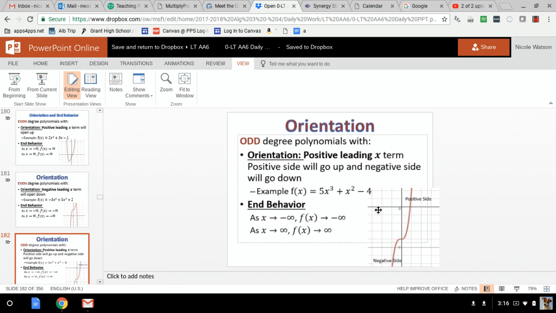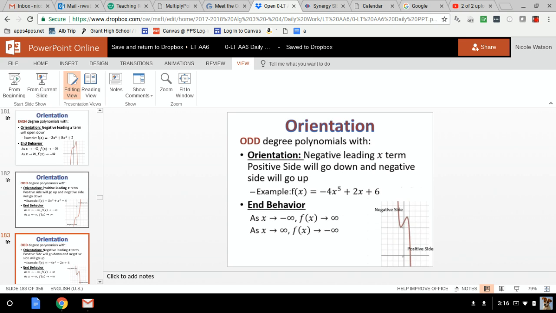So as x approaches negative infinity, I'm going towards the negative side, my y values are negative. Likewise, as x approaches positive infinity, my y values are positive. This is what my end behavior should look like. Stop for a moment and please write this down.